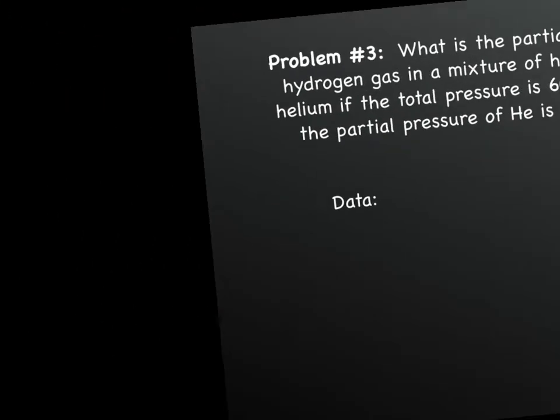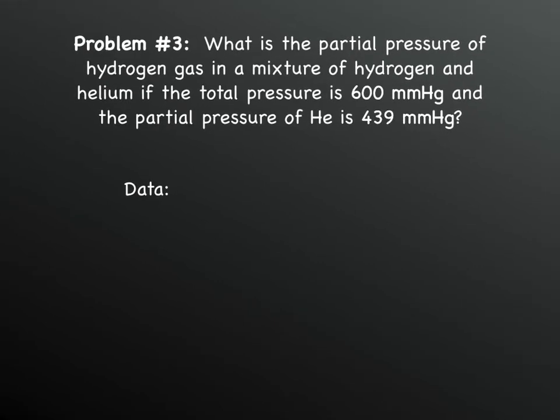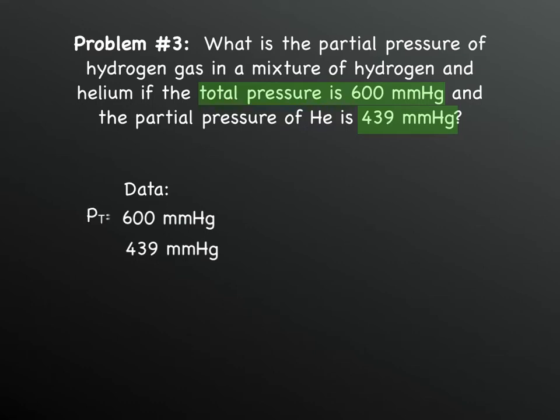Problem number 3. Find the data and the unknown. Notice that here we have total pressure is 600 millimeters of mercury. We are also given 434 millimeters of mercury. Bring your values down. There's my PT, total pressure, and there's the partial pressure of helium. Let's go back and read and see what we're looking for. What is the partial pressure of hydrogen? So that is what we're looking for.